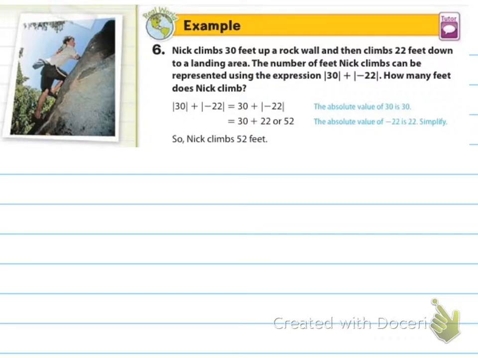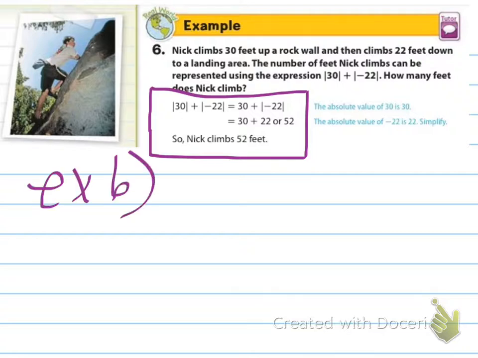Example number 6. Nick climbs 30 feet up a rock wall and then climbs 22 feet down to a landing area. The number of feet Nick climbs can be represented using the expression the absolute value of 30 plus the absolute value of -22. How many feet does Nick climb? Although you are welcome to write this entire story out if you'd like, you can just simply copy down this part, example 6, and then write this.